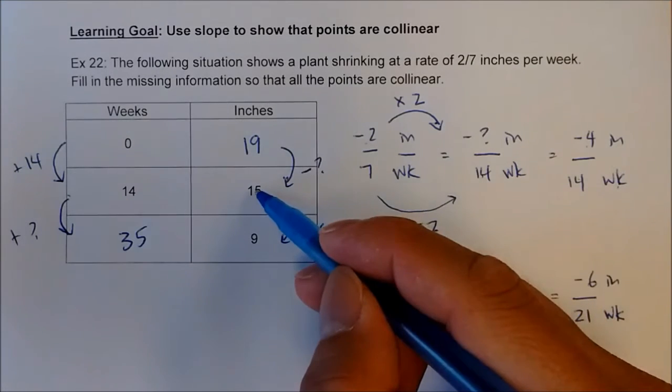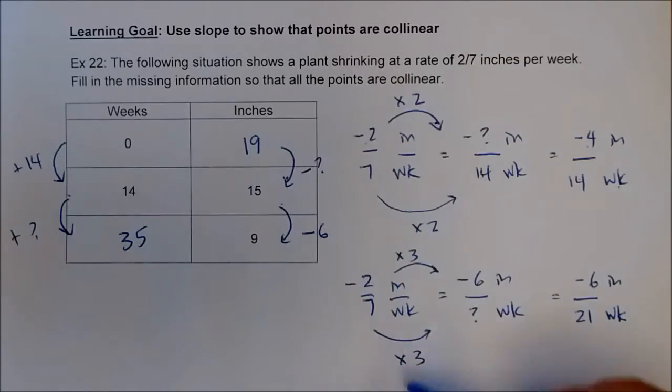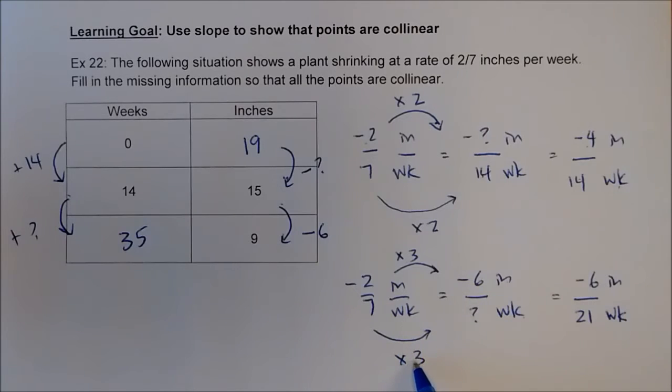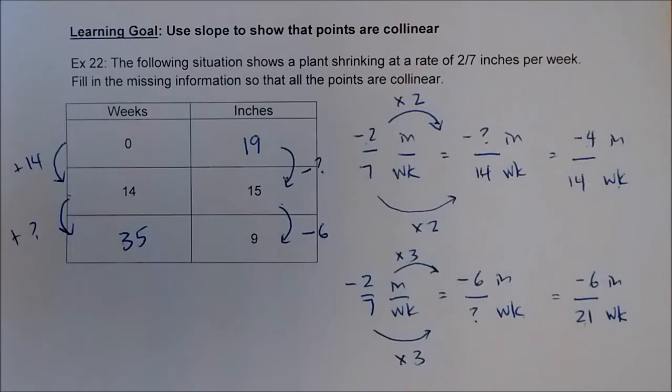Next, from 15 inches to 9 inches is a decrease of 6 inches. Again, setting up this proportion, -2 over 7 inches per week equals -6 inches over some number of weeks. -2 times 3 equals -6. 7 times 3 gives us 21, so that becomes -6 inches per 21 weeks. So 14 plus 21 gives us 35.